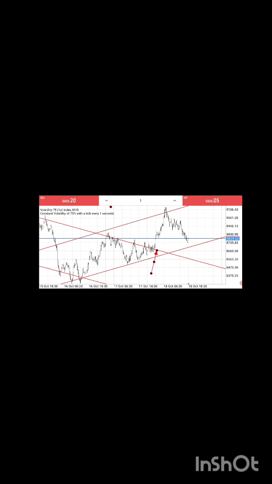A length is a path created from a support or a resistance, or a path created after the market breakout of a range. Okay, that is what I mean by a length.